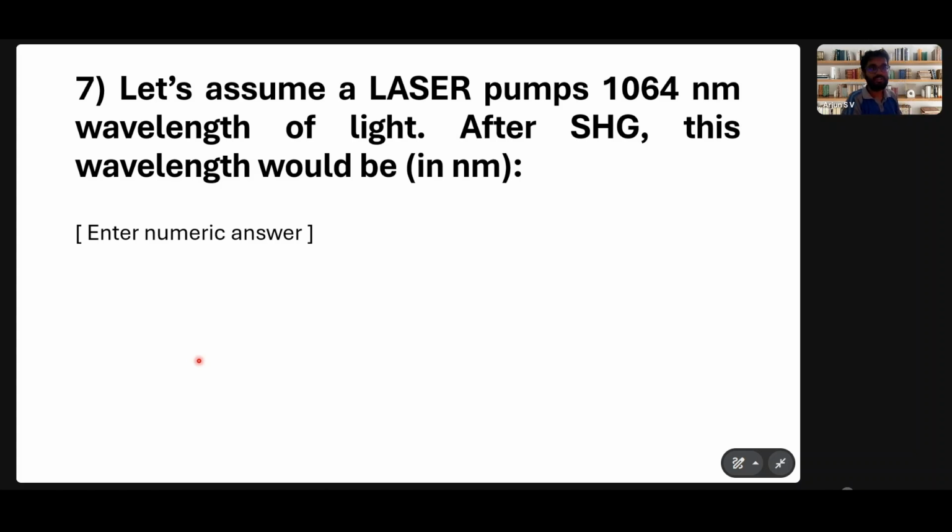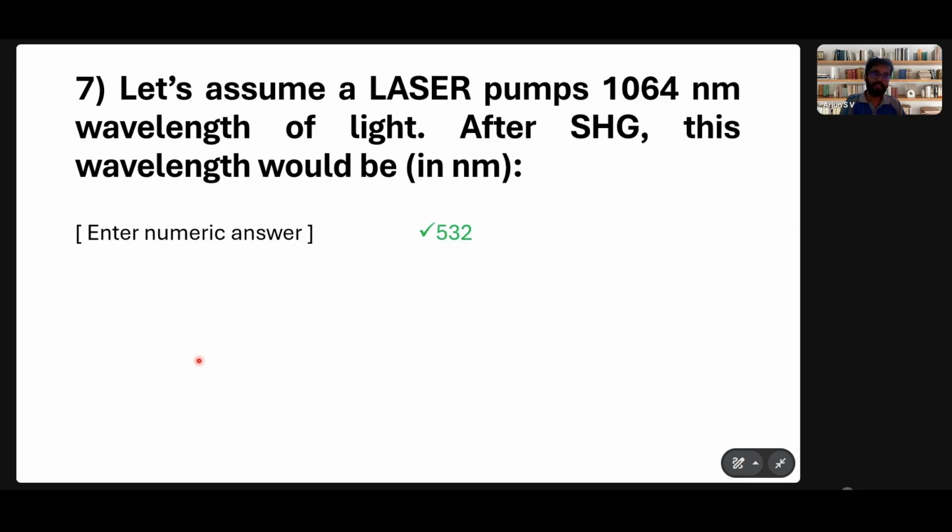It's a numerical question, so you have to enter the answer. If you want to find the wavelength after second harmonic generation, you just have to divide it by 2. So the answer will be 1064 divided by 2, which will be 532 nanometer.